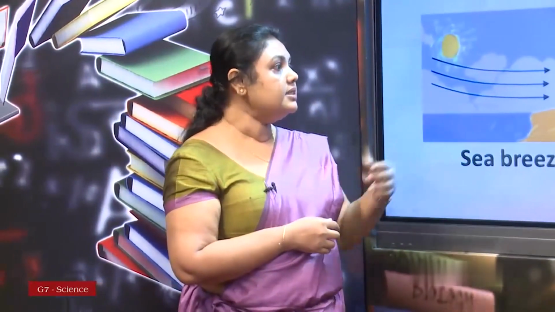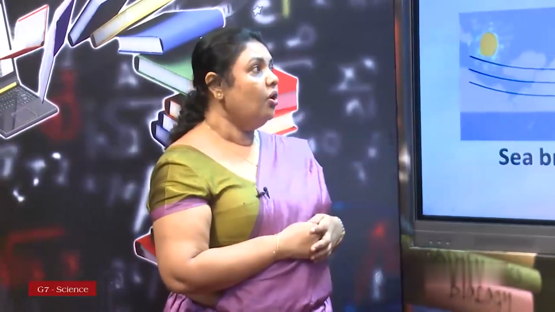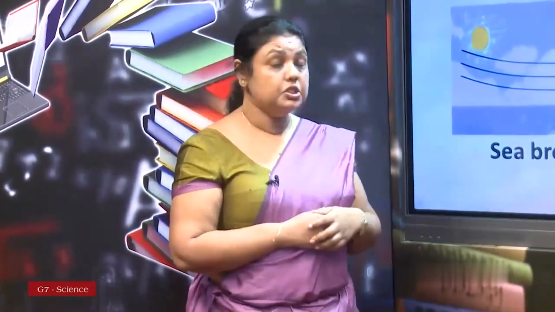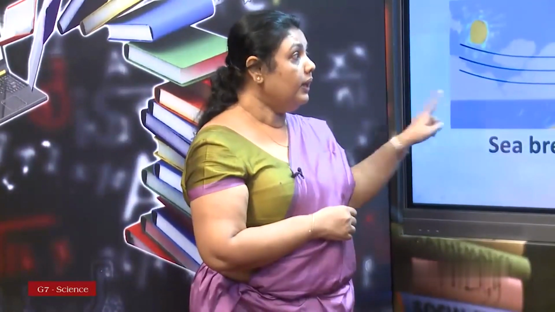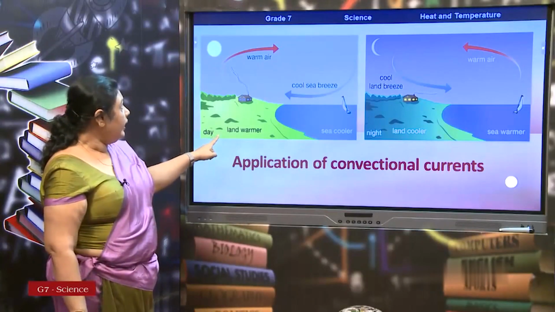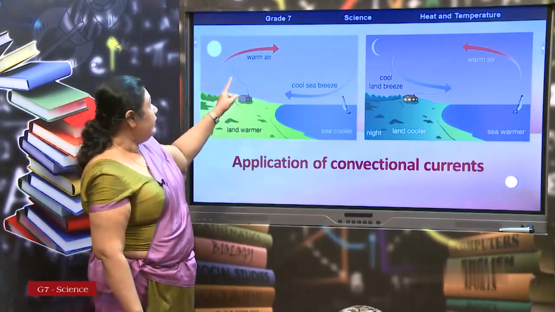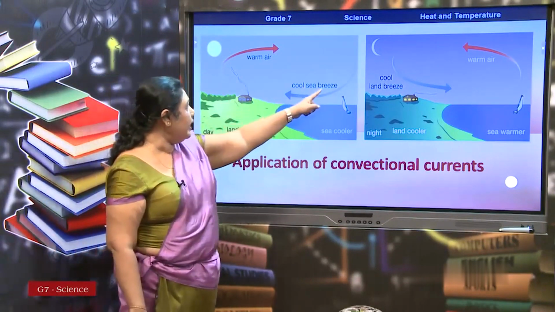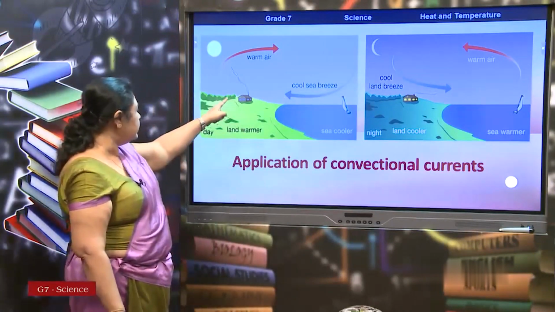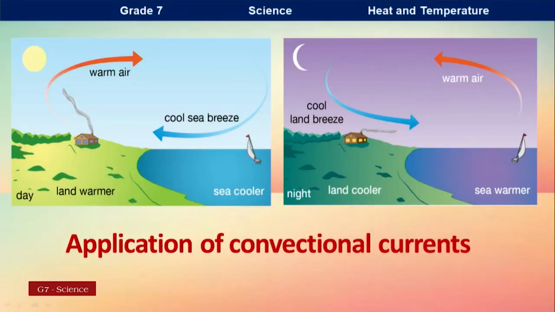Here the answer is there. The answer is always this convectional current. So, we will explain further here. You can see the warmer air is coming towards the land, warmer air moving out there during daytime. During daytime, what happened?